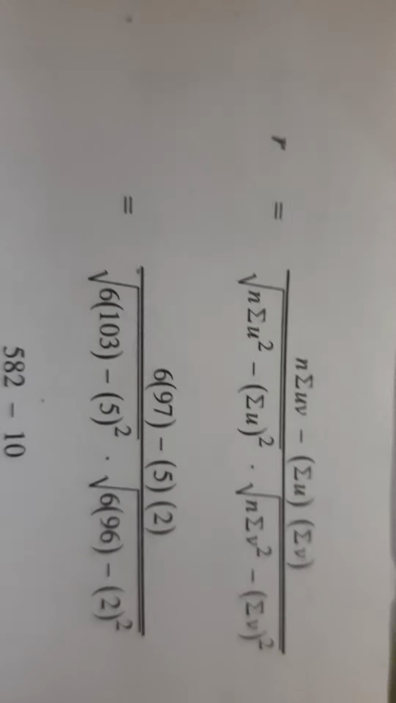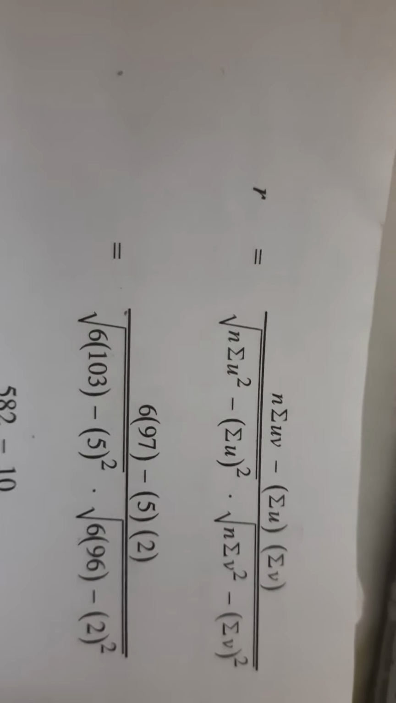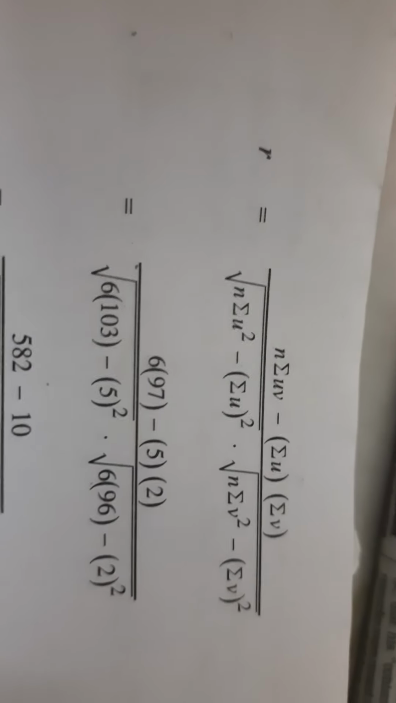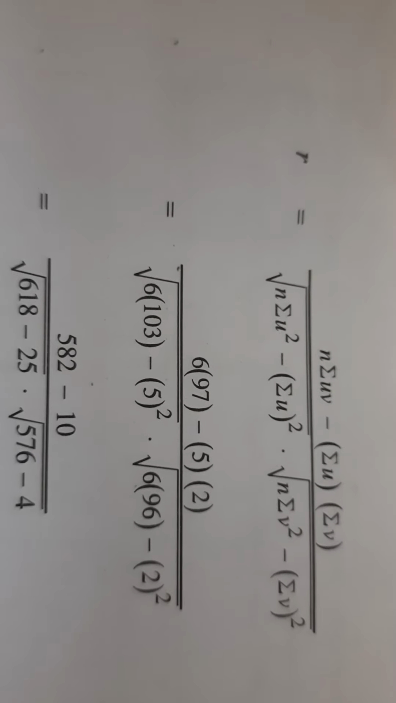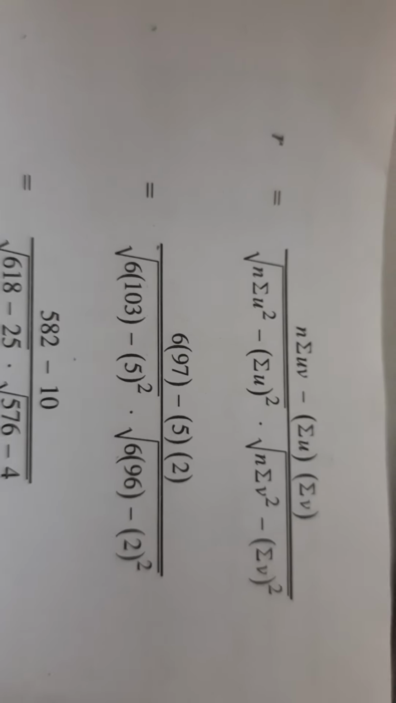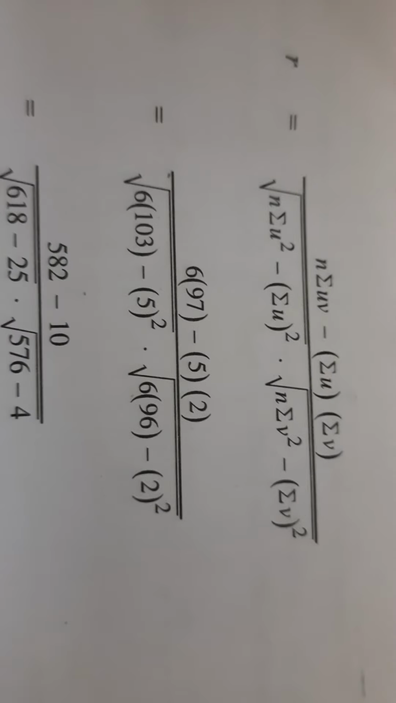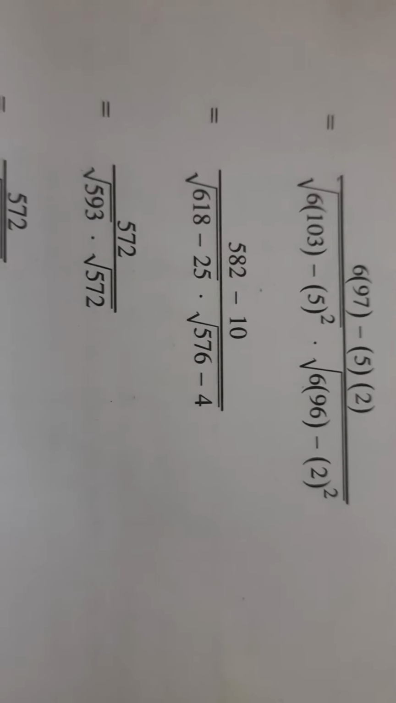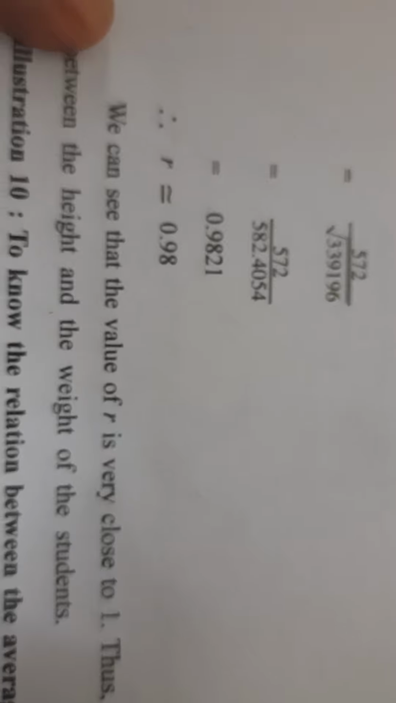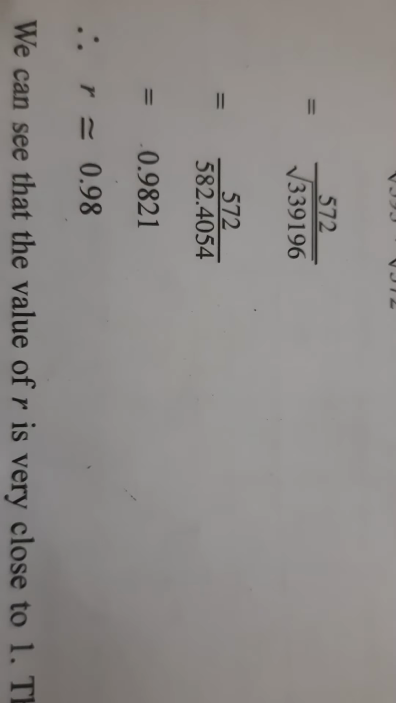After that we will apply the equation, that is r is equal to n sigma uv minus sigma u into sigma v, whole upon the square root of n sigma u squared minus sigma u the whole square, into n sigma v squared minus sigma v the whole square. Now proceed with the figures and replace them in here, and you will get these values. And finally the answer is r equals 0.98.